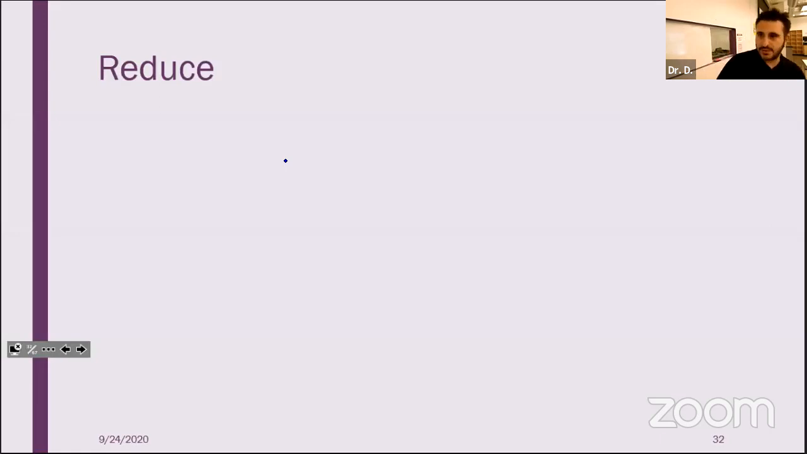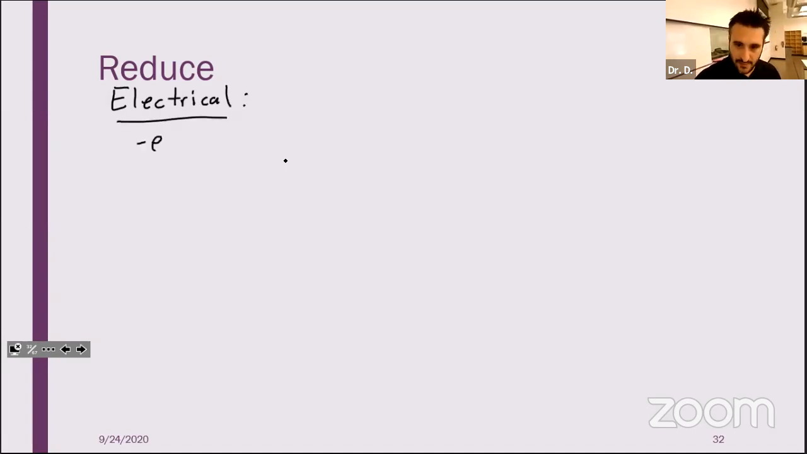All right, so let's reduce this, right? Electrical system. This circuit. Remember, negative ER minus EL minus EB plus EA equals 0. Okay, well, this is just negative RA times I sub L from our Ohm's law.